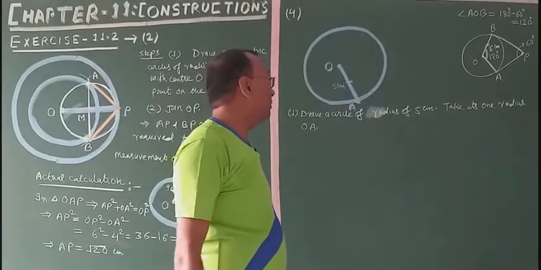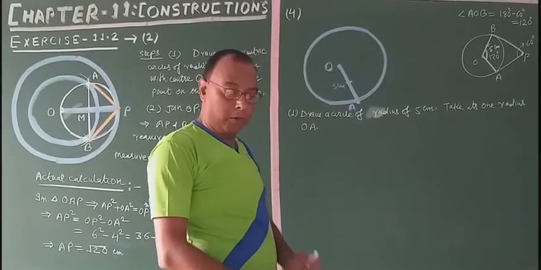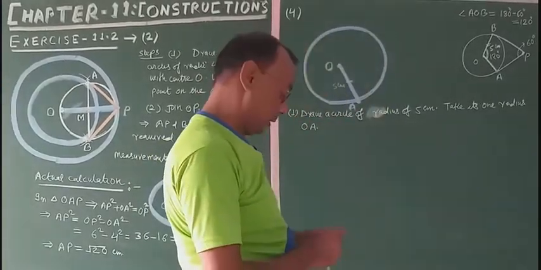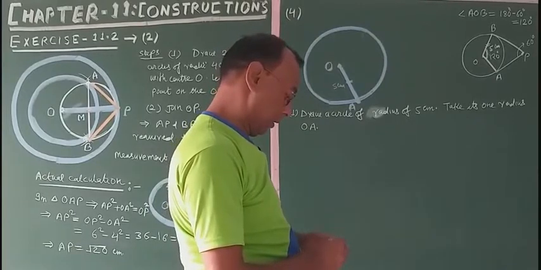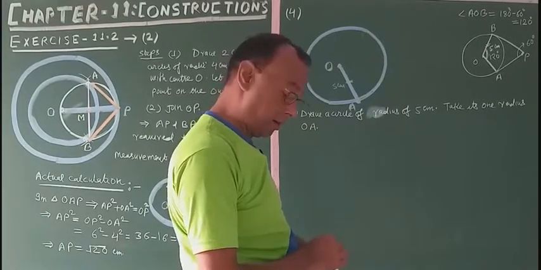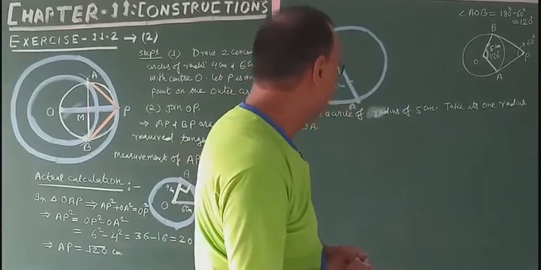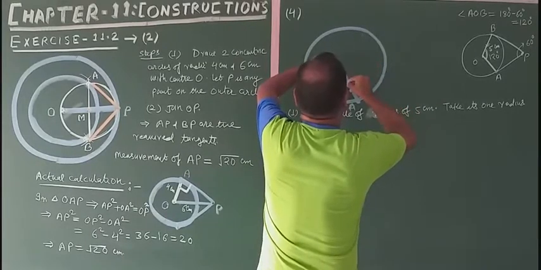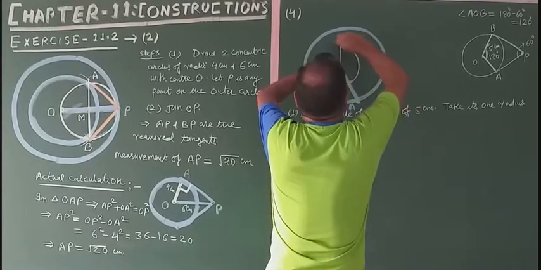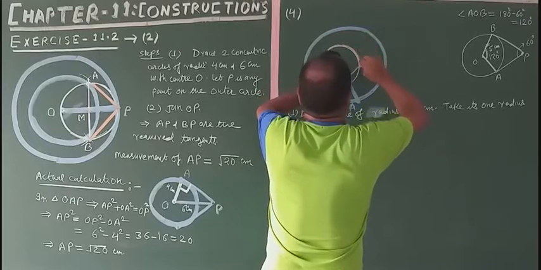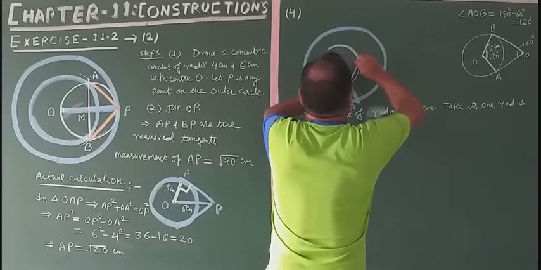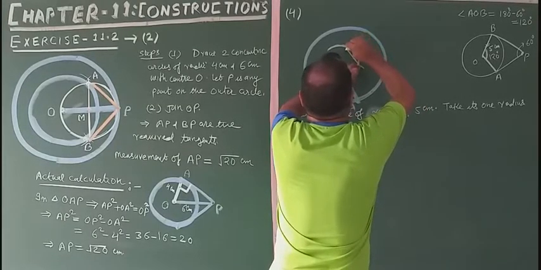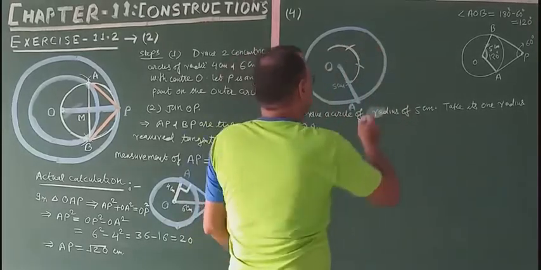Now at point O, we will construct angle 120 degree, and in this way you will put the compass here. This first angle is 60 degree and this is the angle 120 degree.